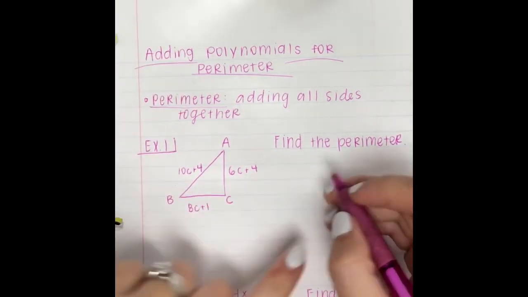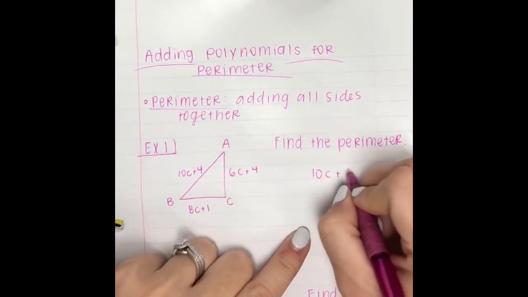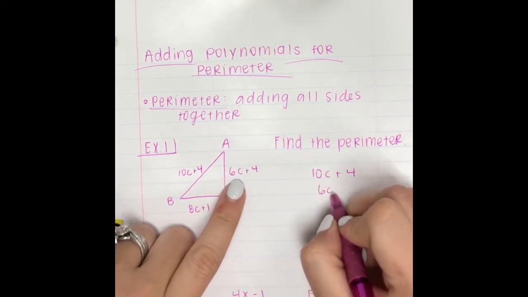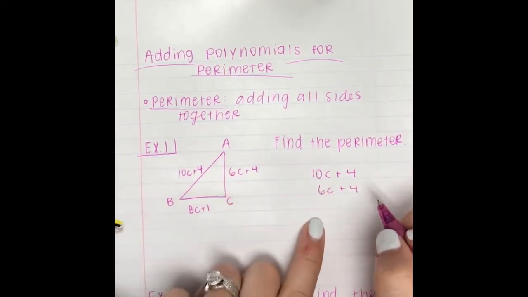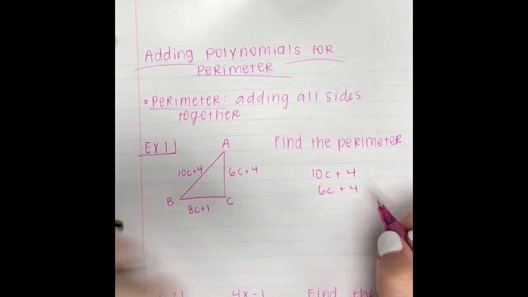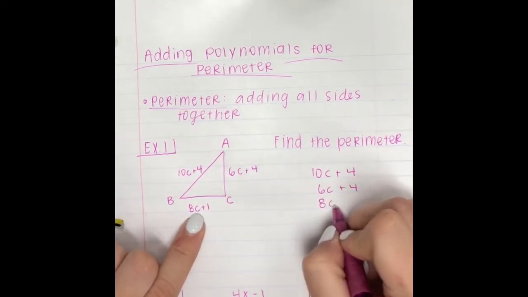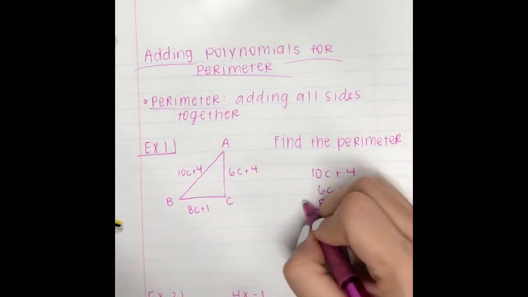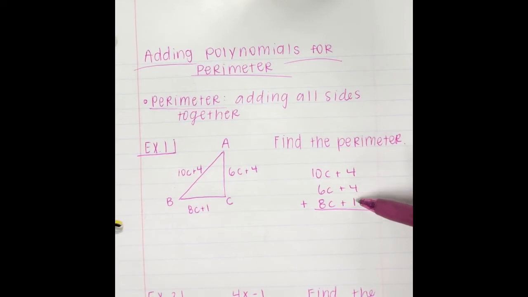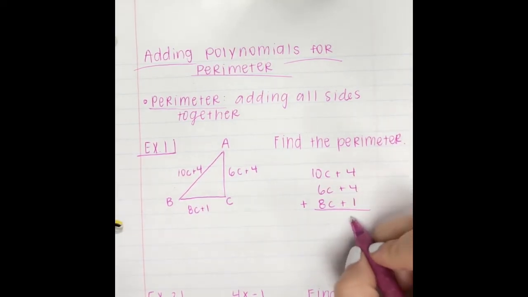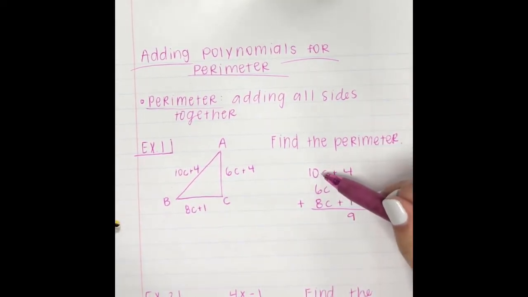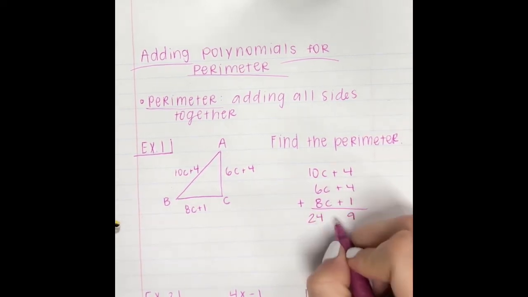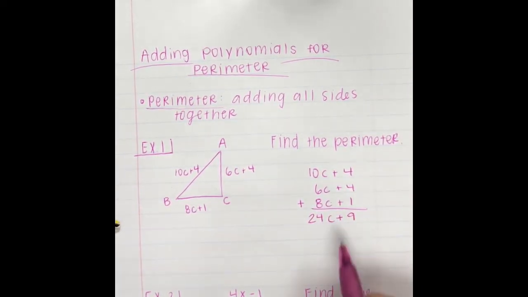One way, list all the sides out. So you have 10c plus 4, you have 6c plus 4, lining up all the c's over each other and all the terms without variables over each other. And then we have 8c plus 1, okay? So then let's add them all up. 4 plus 4 plus 1. 4 plus 4 is 8, plus 1 is 9. 10c plus 6c is 16c. 16c plus 8c gives us 24c. And a positive 9. So that'd be your answer.